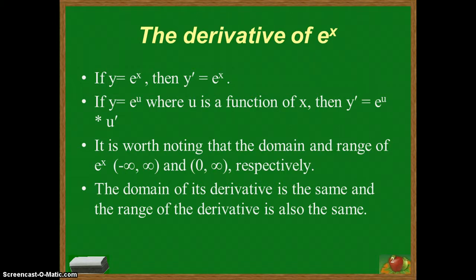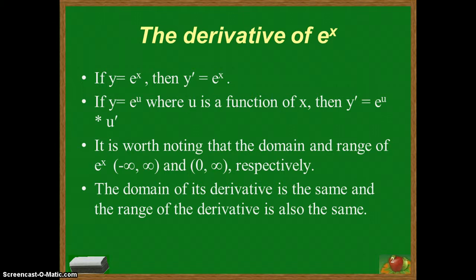It's worth noting that you need to check the domain and range of the function you're taking the derivative of, because that will limit what values the derivative is defined at. So when we look at e to the x, x can be any number, negative infinity to infinity, so the domain would be negative infinity to infinity. For e to the x, I can only get values between 0 and infinity, so the range would be 0 to infinity, not including 0 or infinity.